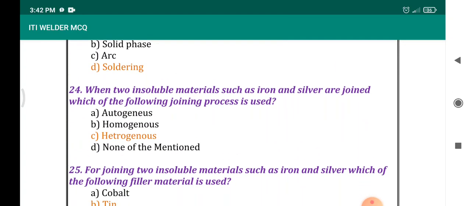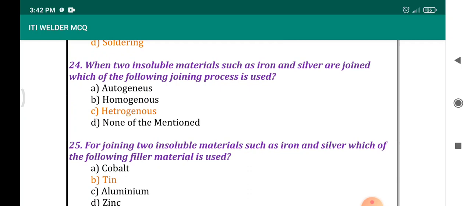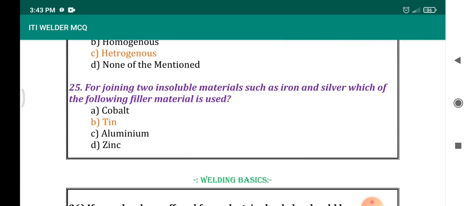When two insoluble materials such as iron and silver are joined, which of the following joining processes is used? Okay, so we have to choose the heterogeneous joining process. We will be using a filler material other than the parent metal. So we will be using the heterogeneous welding operation.